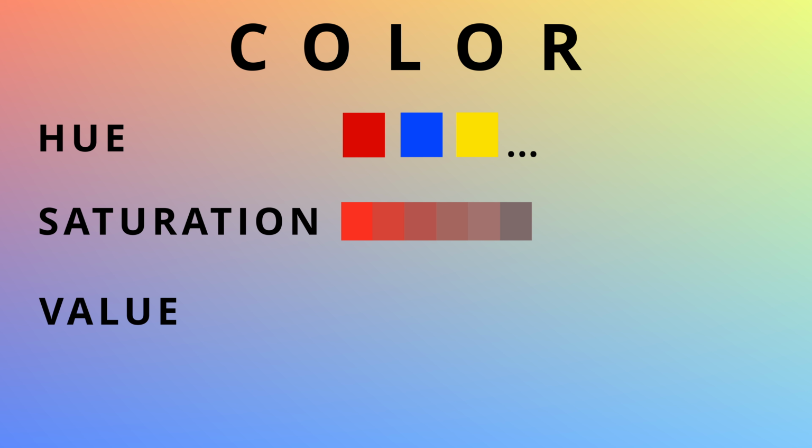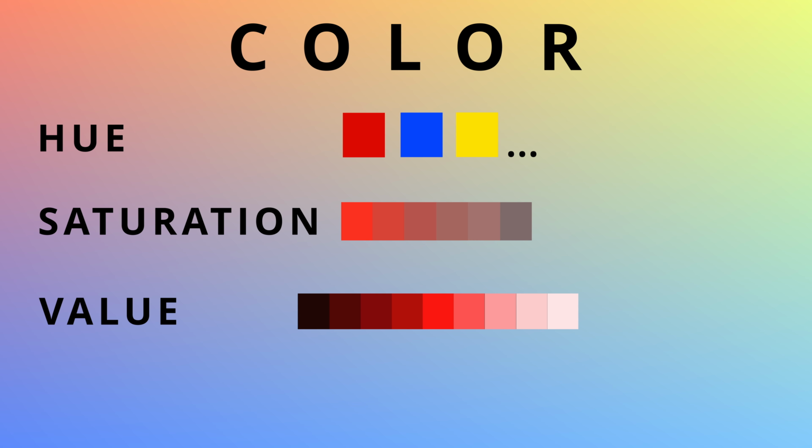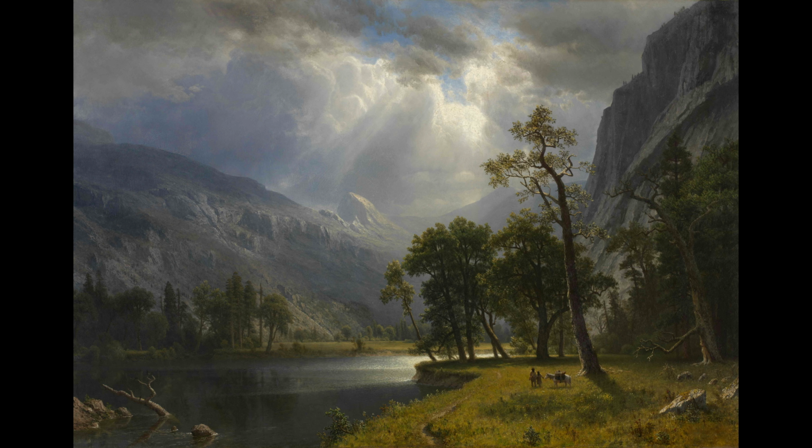Third, and the most important component is value, which is the lightness or darkness of a color. You can change it by adding white or black, which are called tints and shades, or by adjusting the tone, which also directly affects the saturation. Think of it this way: hue equals which color, value equals how light or dark, saturation equals how pure or dull.